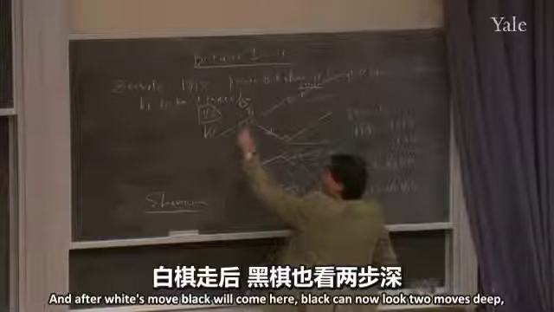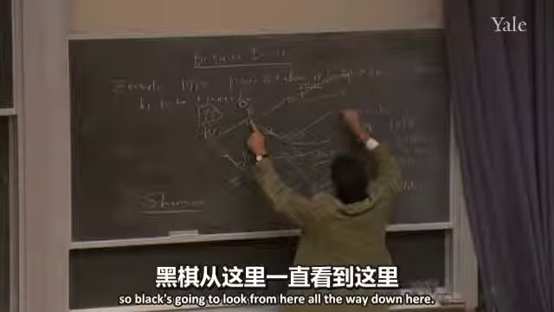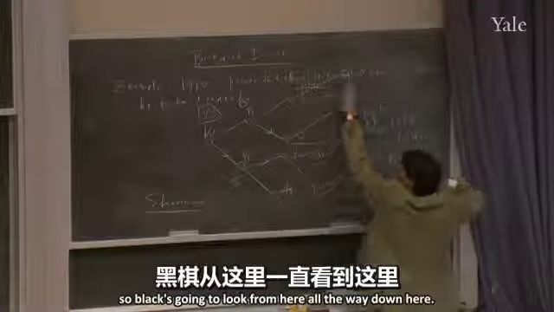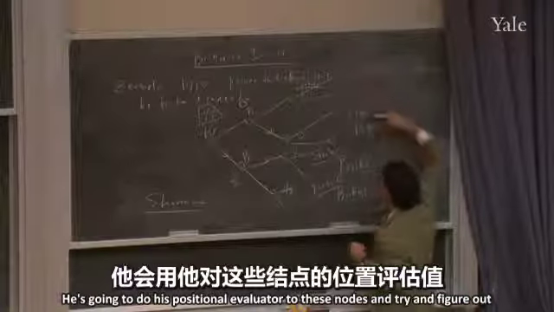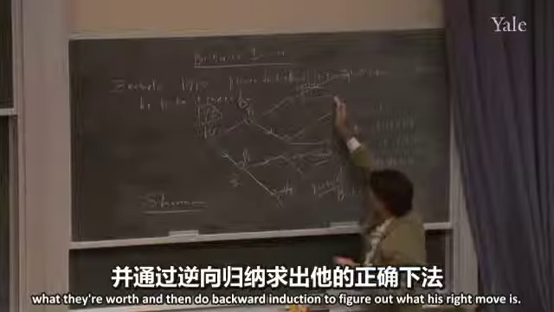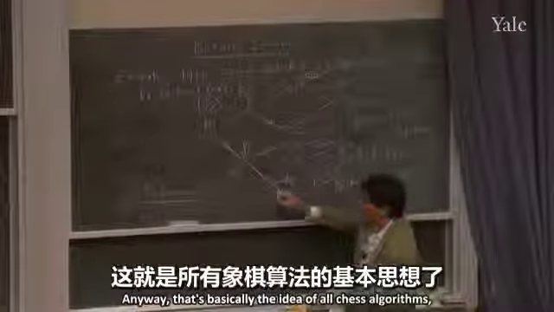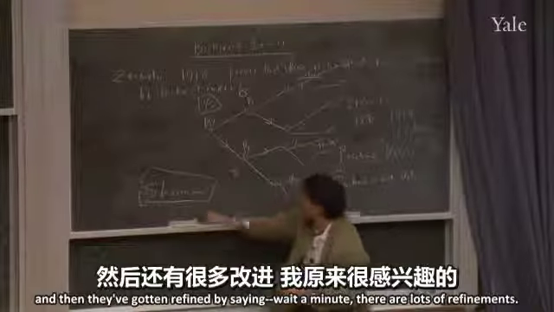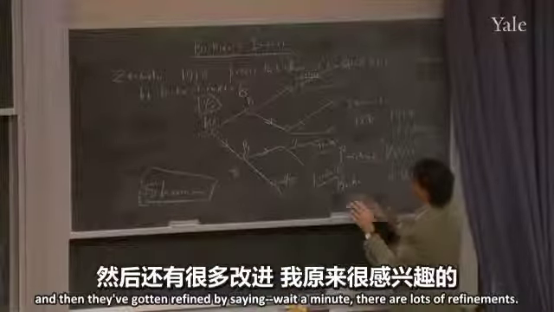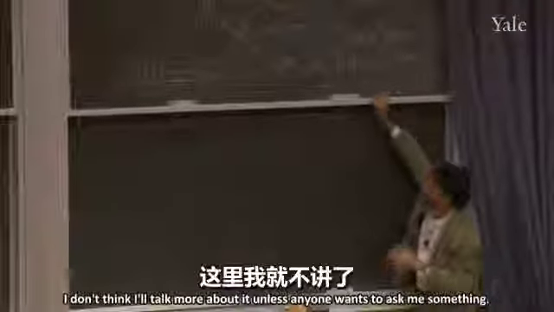And then after white's moved, black will come here. Black can now look 2 moves deep. So black's going to look from here all the way down here. He's going to apply his positional evaluator to these nodes and try to figure out what they're worth, and then do backward induction to figure out what his right move is. Anyway, that's basically the idea of all chess algorithms, and they've gotten refined with lots of refinements. I used to be very interested in this. I don't think I'll talk more about it unless anyone wants to ask me something.